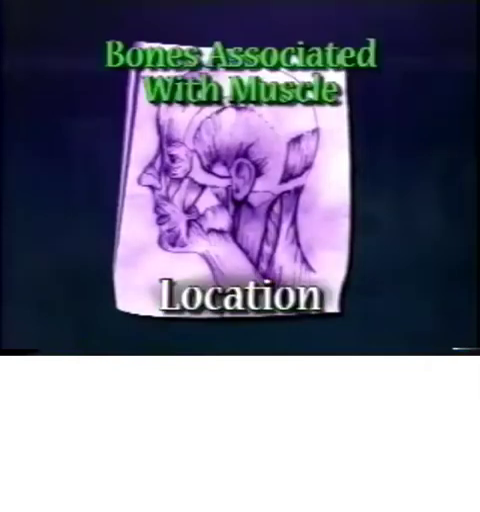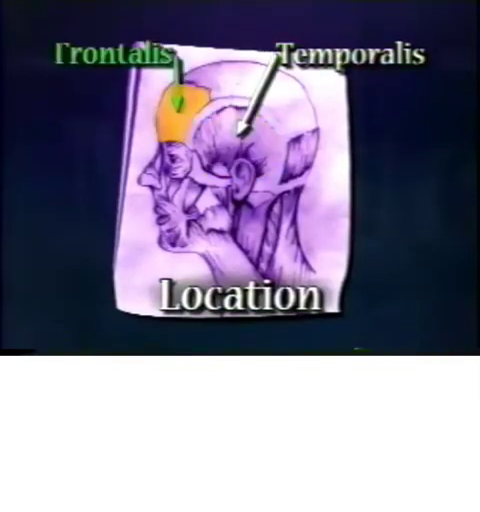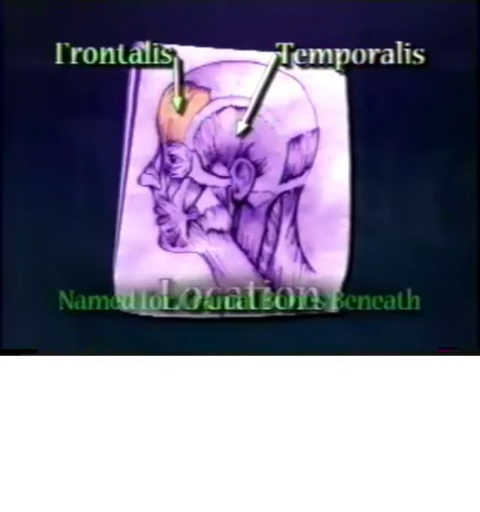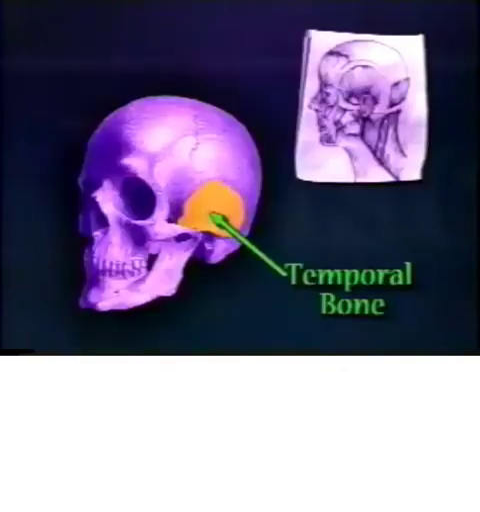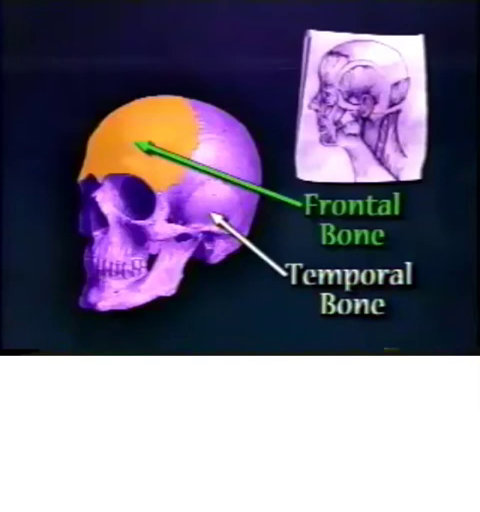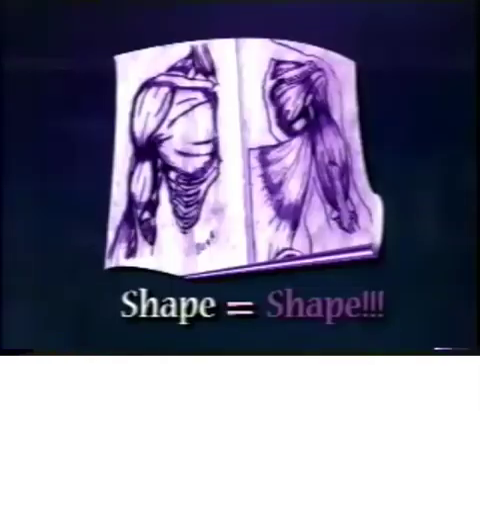Location refers to the bone or bones that are directly associated with a muscle. For instance, the temporalis and frontalis muscles are named for the cranial bones underneath them. The temporalis is above the temporal bone, and the frontalis is above the frontal bones. Piece of cake.